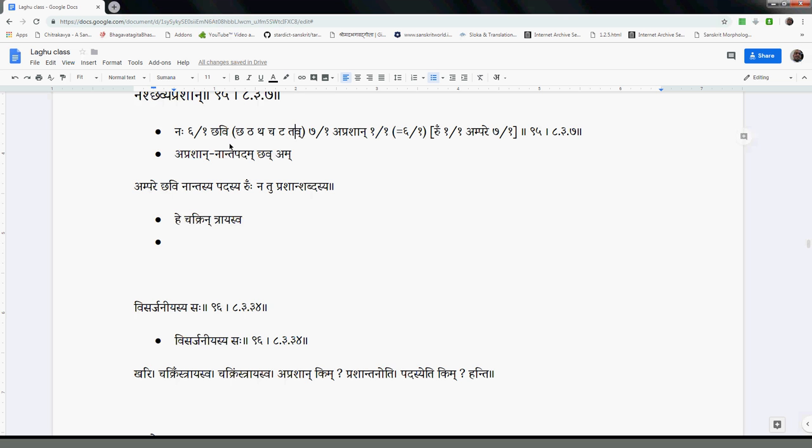Therefore, when a chau letter follows, and what is that chau letter followed by? This is "he chakrin trayaswa". In that, the chakrin nakara is there. So we'll keep the entire chakrin nakara, the word itself, then takara and repha, then ayaswa. I'll just split it this way. Now this takara is a chau. What is repha? Repha is very much part of am.